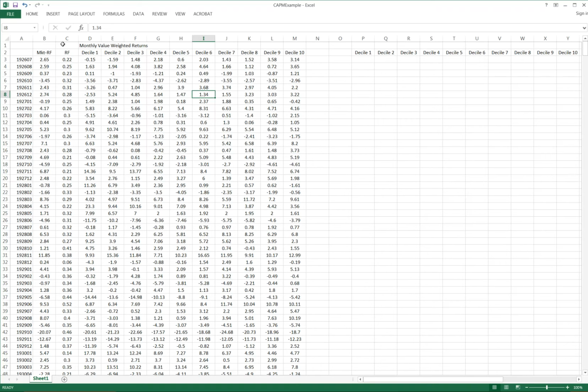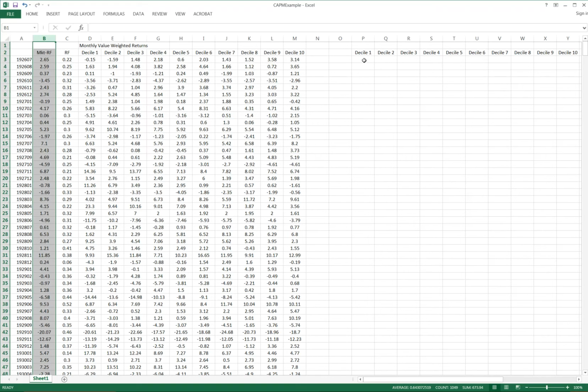In column C, I have the risk-free returns. This is the return on a 1-month T-bill. And right here, I have the market minus the risk-free rate. The market is the value-weighted NYSE AMEX NASDAQ index. And so those are excess returns on the market.